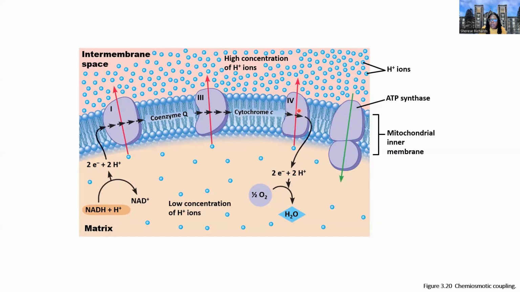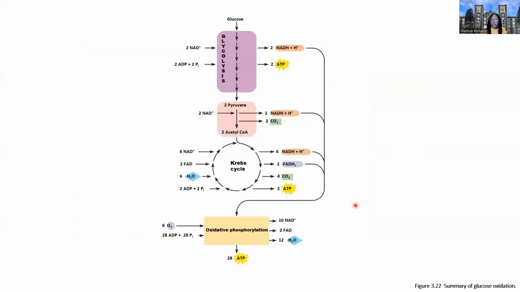But the most important thing has already happened. We've generated a very strong gradient, a high concentration of ions. And so the final step of ATP synthesis is now to pass those electrons, or not electrons here, but hydrogen ions, down this ATP synthase. And now we're going to make ATP by phosphorylating ADP. Okay. So that is the synthesis of ATP.